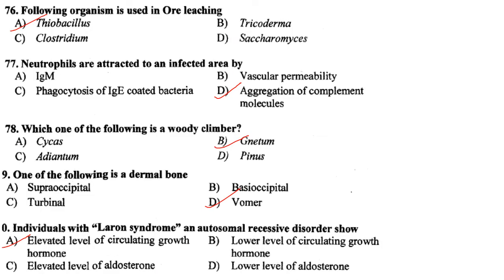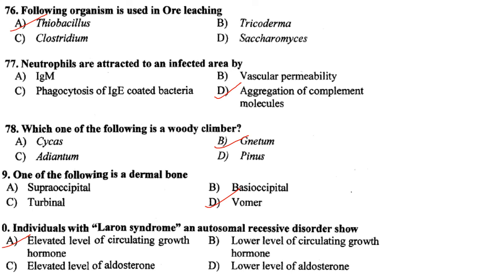Following organism is one used in leaching. So it is Thiobacillus. Answer is option A. Then neutrophils are attracted to an infected area by aggregation of complement molecules. Answer is option D. Which one of the following is a woody climber? Neem is a woody climber. Option B. One of the following is a dermal bone. It is vomer. It is a dermal bone.